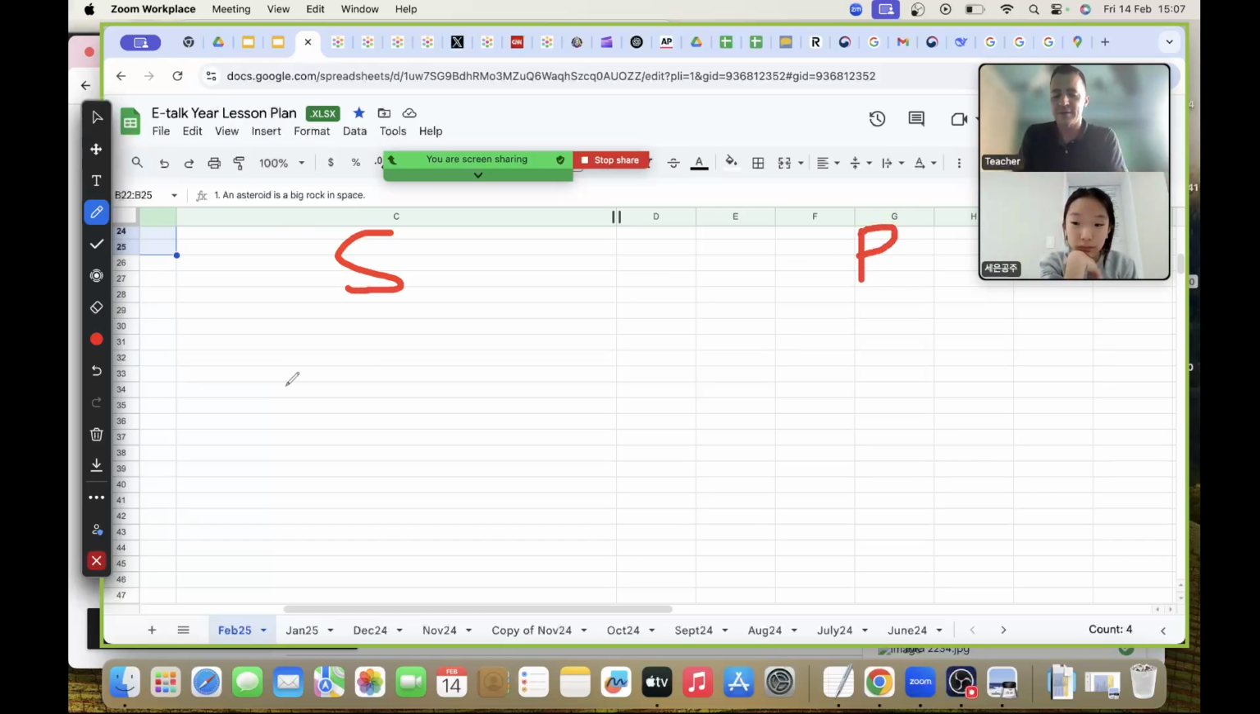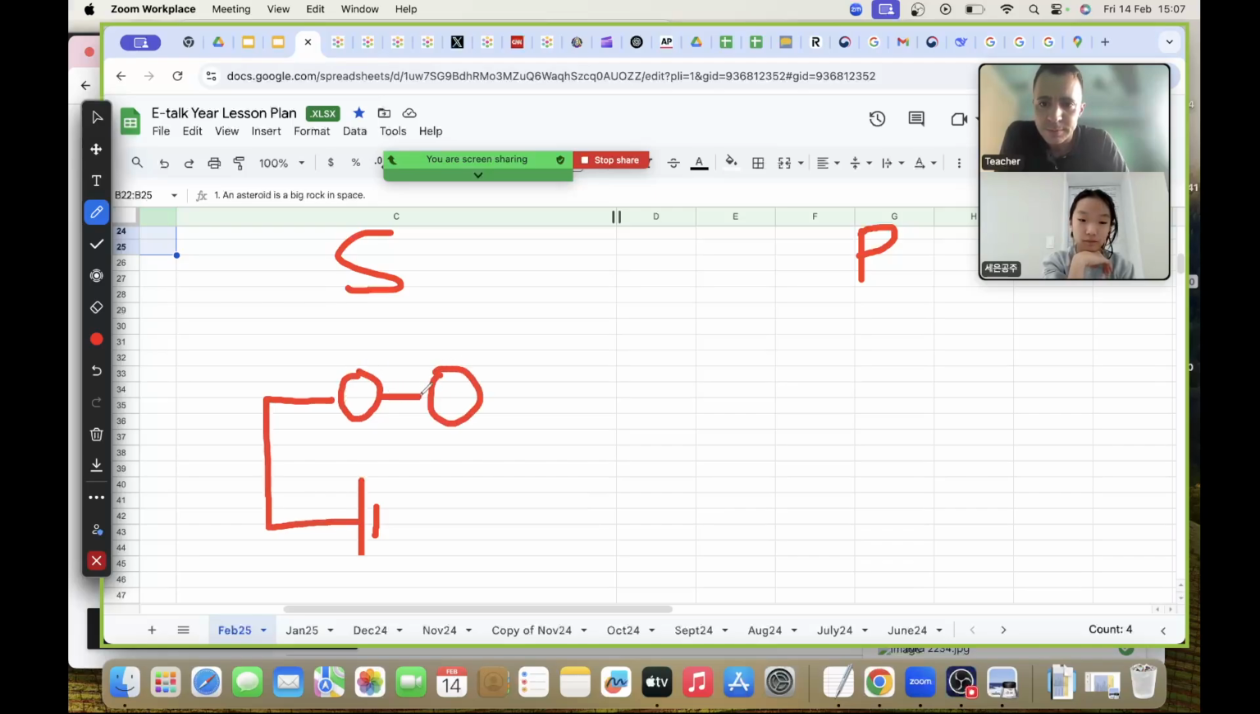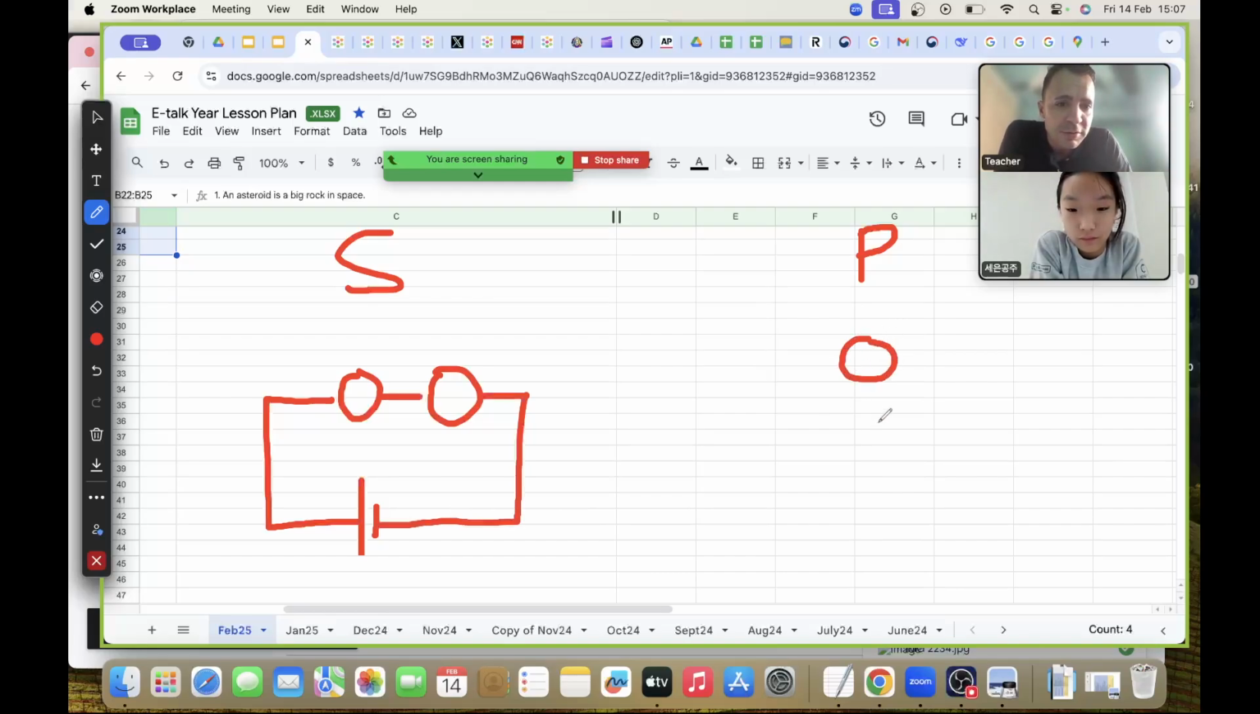If you have, let me just open here quickly. Here is your battery, and you have two bulbs. Right, there is one and there is two. Now, we are not talking disadvantage and advantage. We are just comparing the two, okay? Here is the parallel.